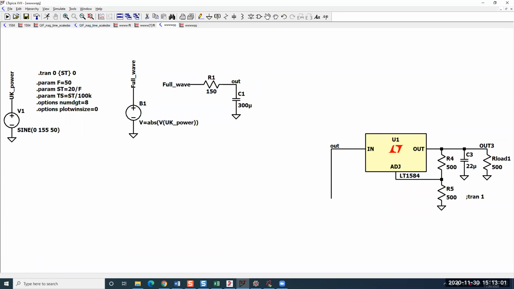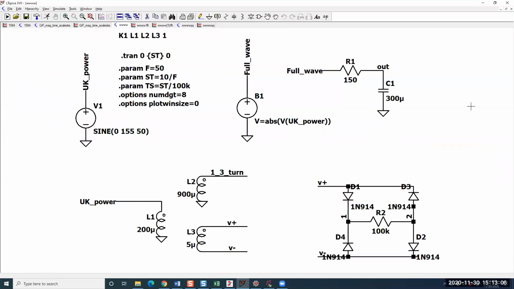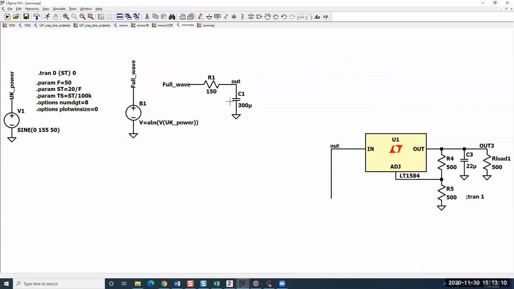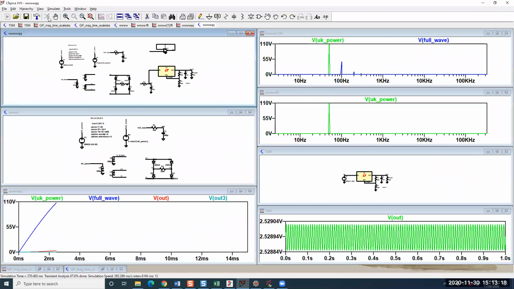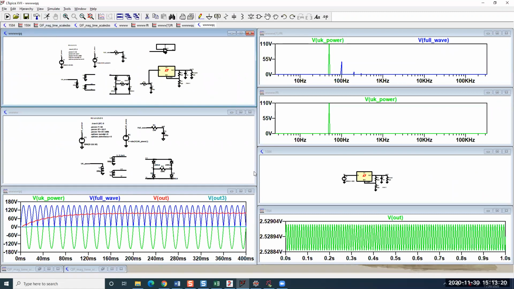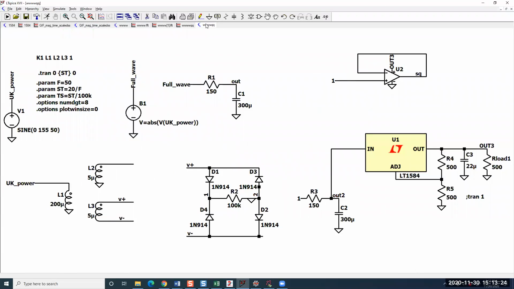Okay. Oops. Let's just do undo. Okay. So that doesn't work quite so well.